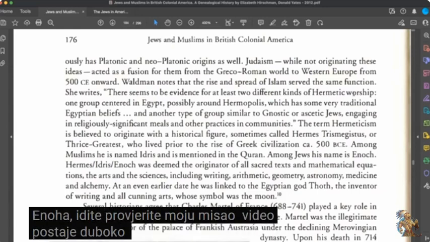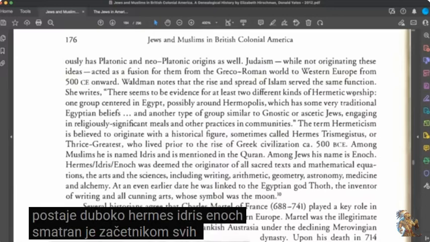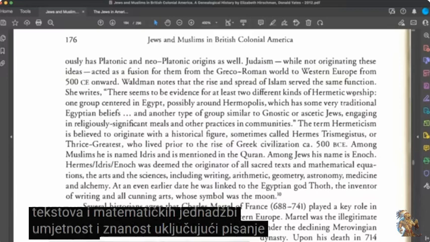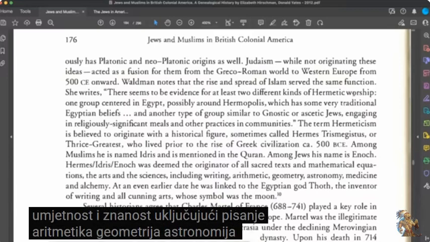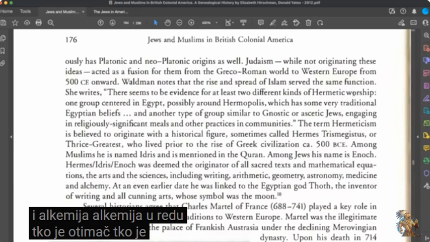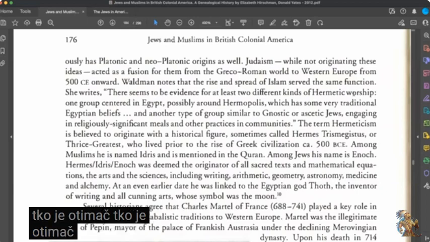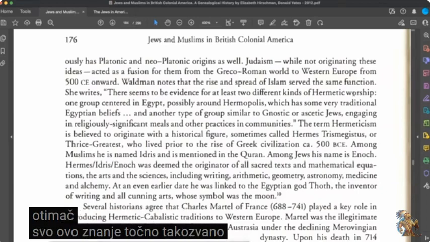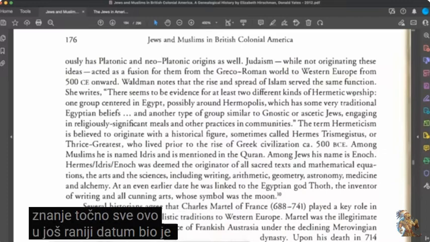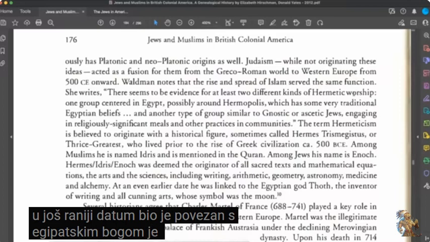It gets deep. Hermes Idris Enoch was deemed the originator of all sacred texts and mathematical equations, the arts and the sciences, including writing, arithmetic, geometry, astronomy, medicine, and alchemy. Alchemy. All right. Who's the hijack? All this knowledge, so-called knowledge, right? At an even earlier date, he was linked to the Egyptian god Thoth.